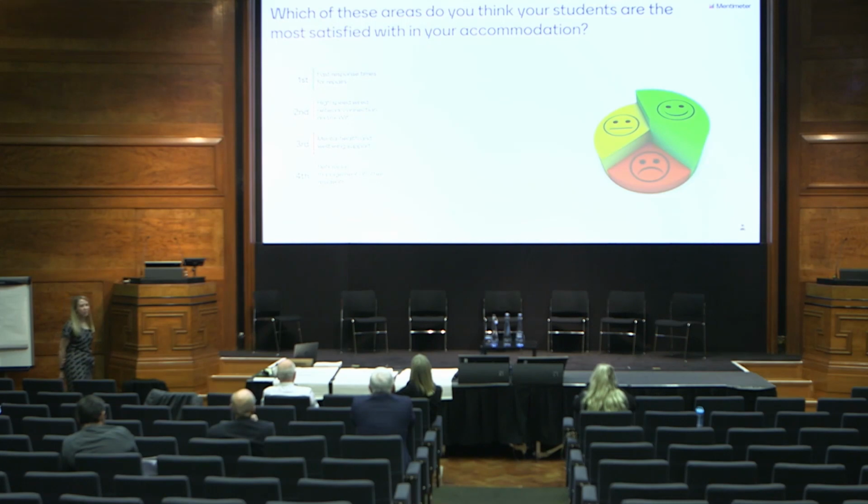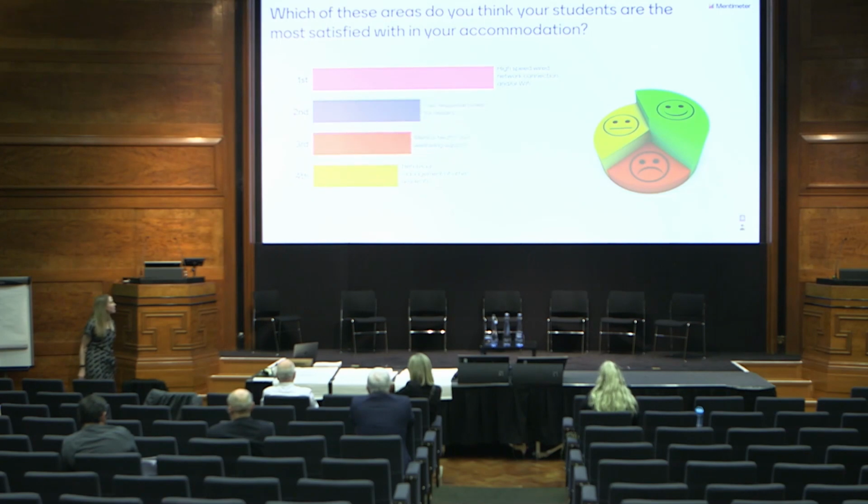So this is more about your own institutions, if you know the answer to this, just a gut feeling, but which of these areas do you think your students are the most satisfied with in your particular accommodation that you work with? Oh, that's nice to see. High-speed internet connection. Good to see mental health and wellbeing support coming through strongly too.